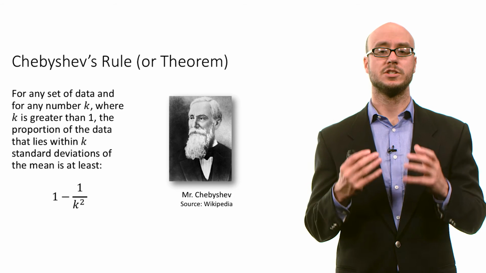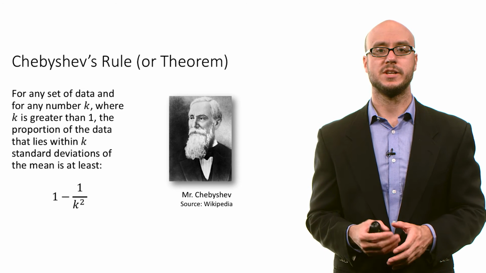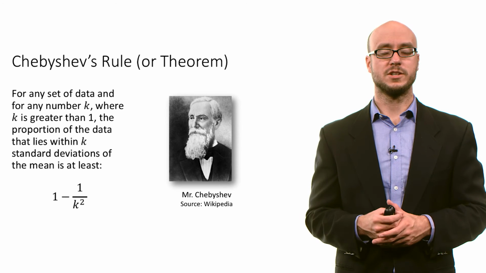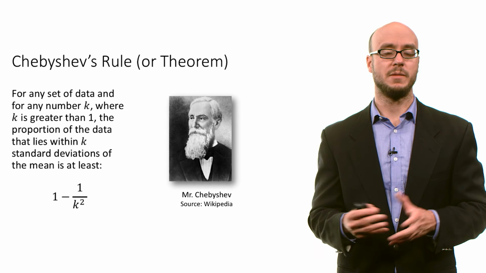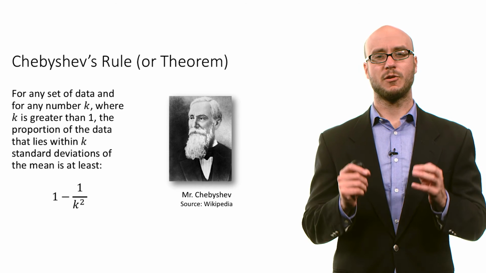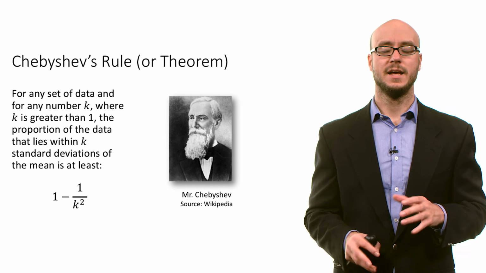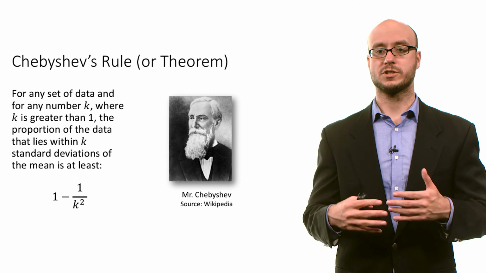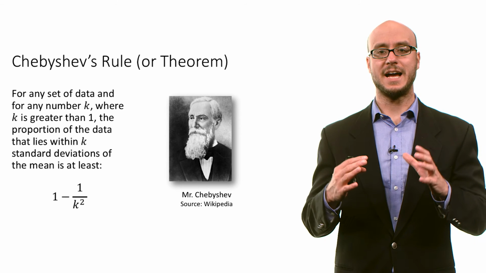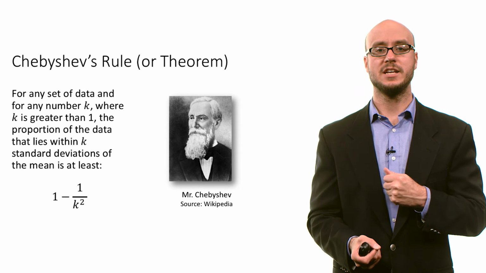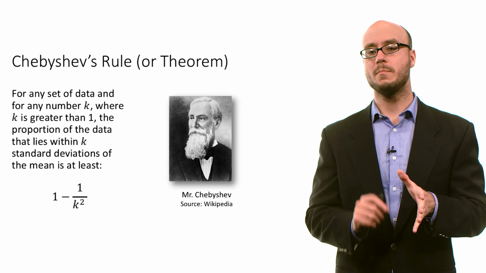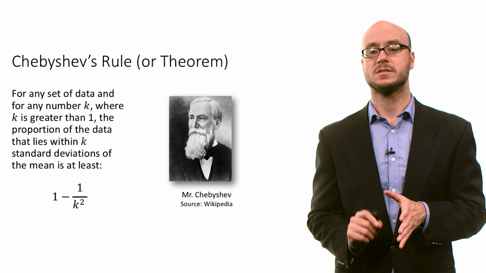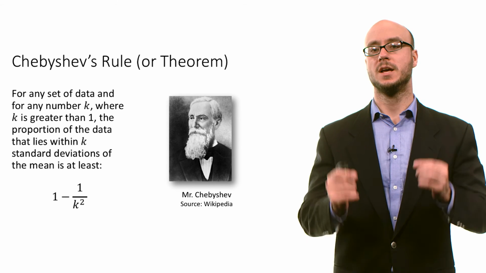So let's look at Chebyshev's rule. This is Mr. Chebyshev. He was a Russian statistician and mathematician. And what he said is that for any set of data and for any number k, where k is greater than 1, the proportion or percentage of the data that lies within k standard deviations of the mean is at least 1 minus 1 over k squared. So we'll go through an example of this.